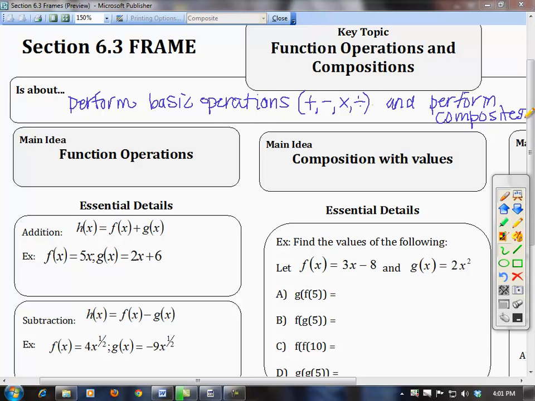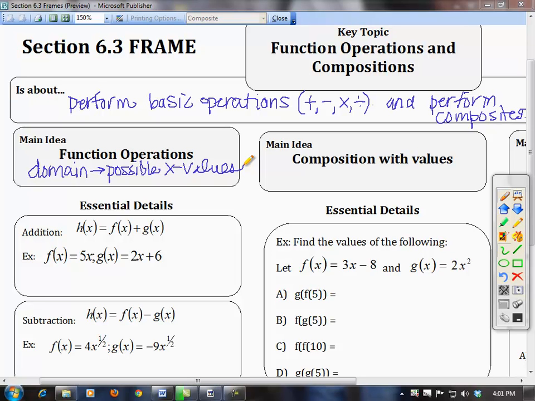When you're dealing with function operations, they're also going to ask you something about the domain. And if we remember from part A, the domain is all of the possible x values. Okay, we call them x values. You also talked about inputs. You talked about independent variables. Those were all words that we used in part A. Okay, so here's what we're going to do.